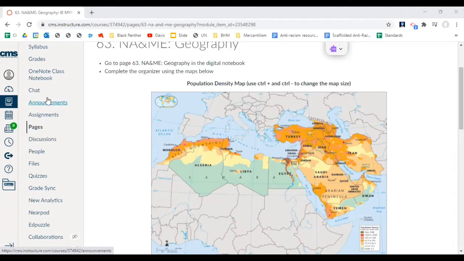Now, yesterday we have 4 maps. Today we have 3 maps, okay? And there are 2 questions for each set of maps, okay? So if you go there, 63, first one is a population density map.